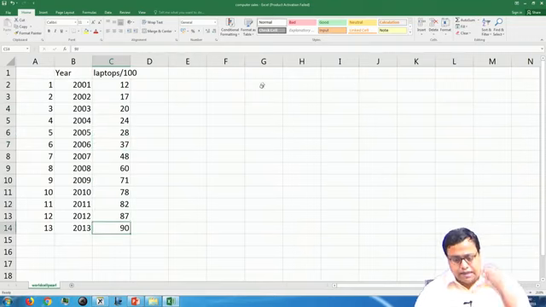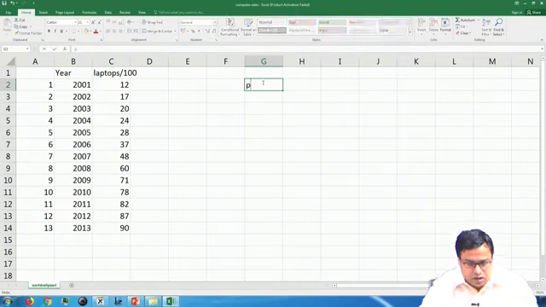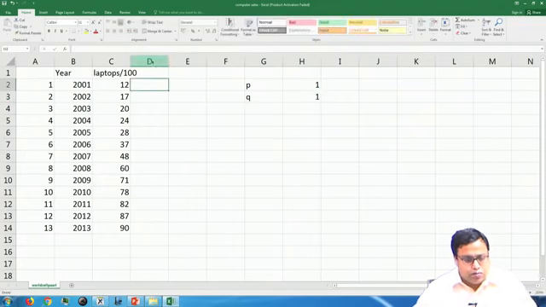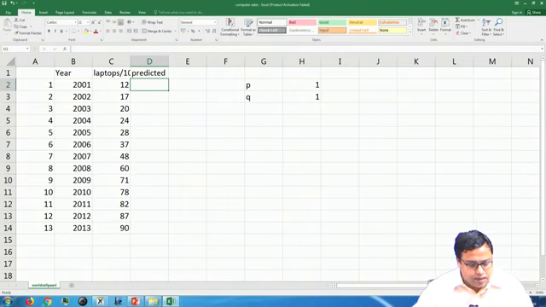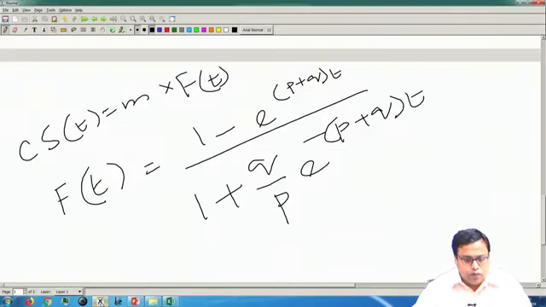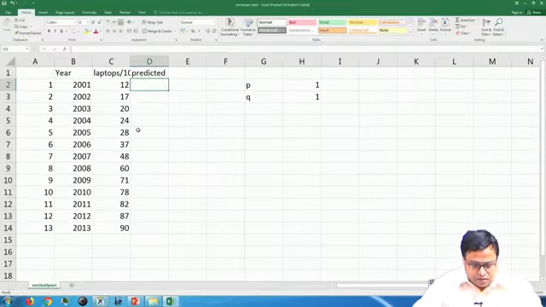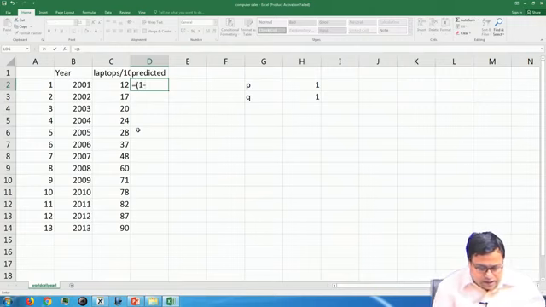Now, let us say I say that the values P is 1 and Q is also 1, then what is the cumulative value? The predicted cumulative value, the formula is written here. Just check what I am writing: 1 minus exponential of what?